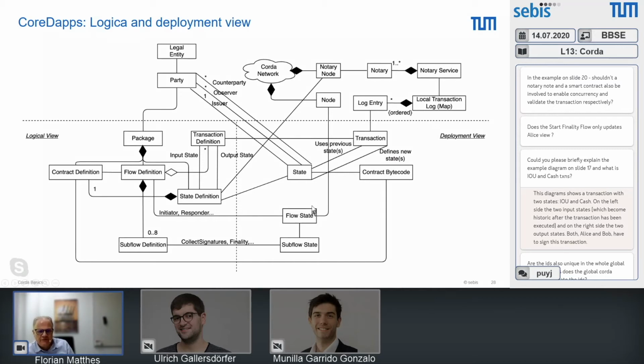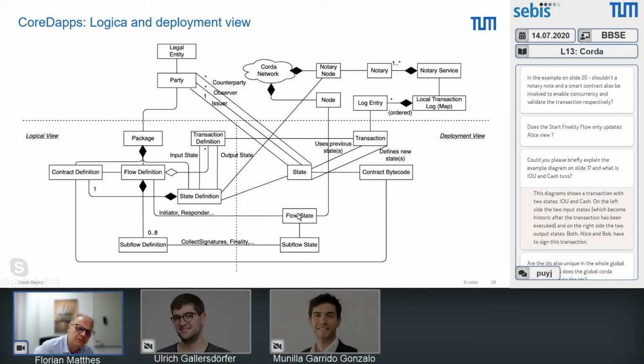The flow state itself refers to the flow definition, and through the flow state we can access the involved transactions, which are generated and have input and output states based on the state definition, the structure of the state definitions. Here the state definition would say the type and the name of the fields of an IOU state, and this would be the current state of the IOU state. So this would be your database essentially, and this would be your execution stack, which says what is currently being executed with sub-workflows.